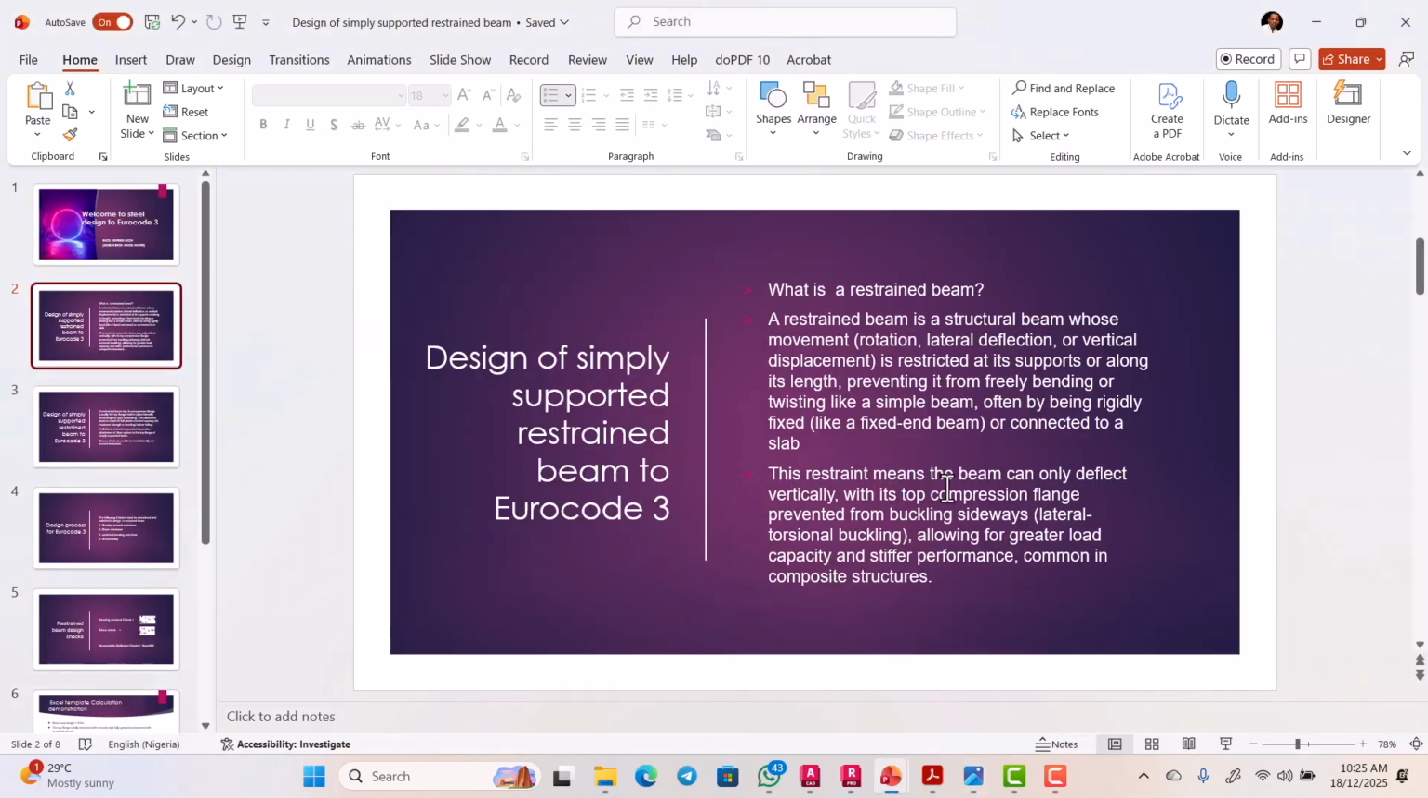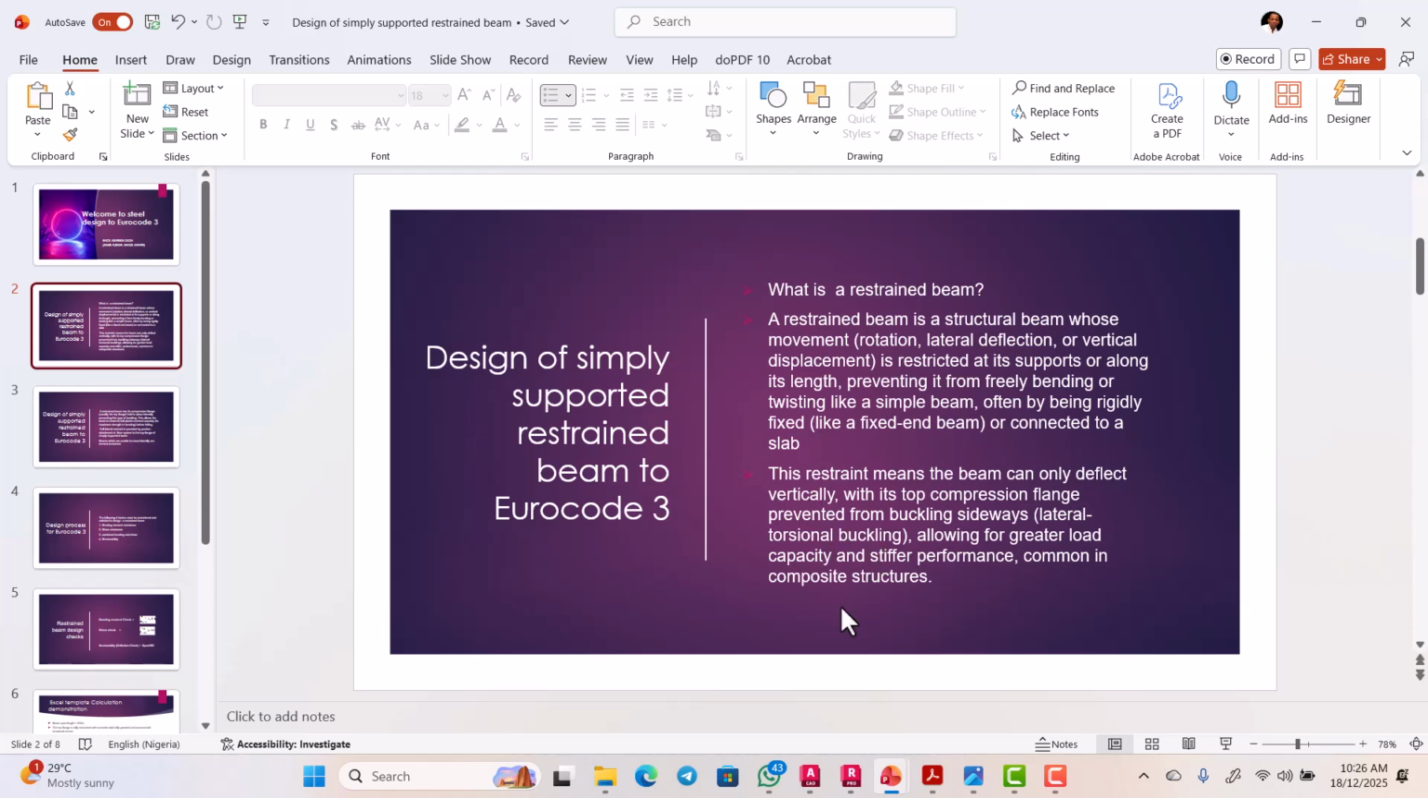Now, this restraint means the beam can only deflect vertically with its top compression flange prevented from buckling sideways. So you can see from what we have just explained that the beam can only deflect vertically. So there is a deflection vertically, but when it comes to the top compression flange, it is being prevented from buckling, which is sideways movement, or what we may call lateral torsional buckling, allowing for greater load capacity and stable performance common in composite structures.